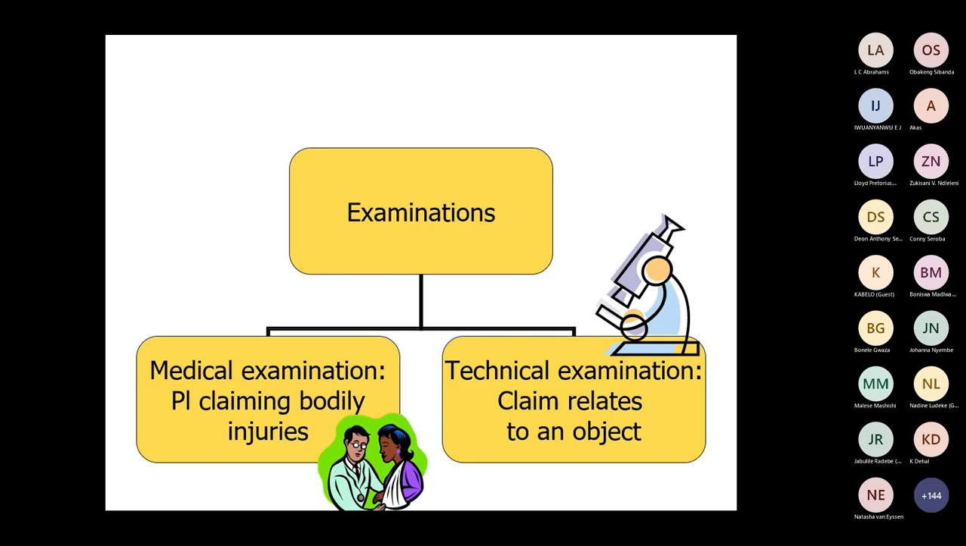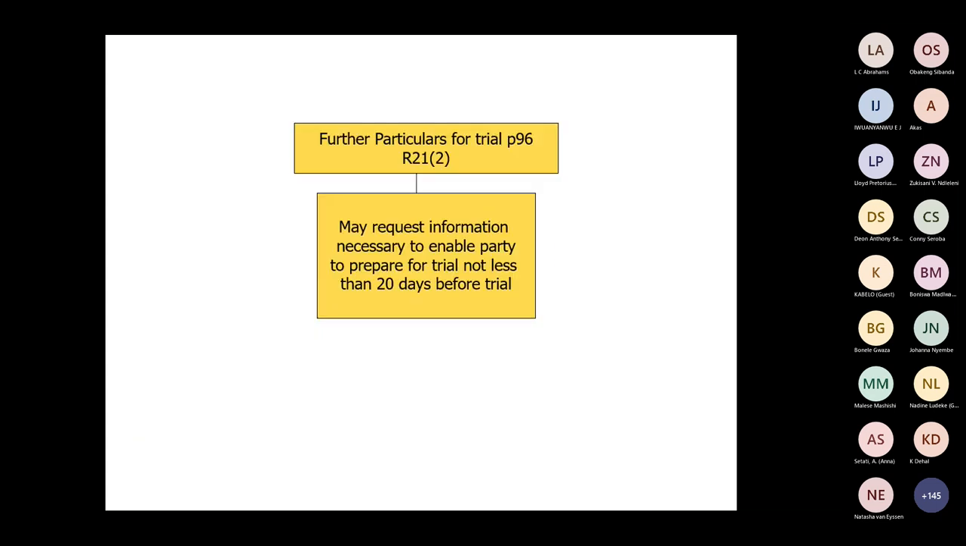I'm going to come back to the expert evidence as to how you do the notices. I just want to, at this stage, deal with further particulars for the purposes of the trial. You can request your opponent also to give you further particulars if at this stage certain things came to light and you need more information that will help you to prepare better. You can send a request, but it mustn't be less than 20 days before the trial. Okay, 20 court days, but not less than 20 days before the trial. You can ask further particulars.